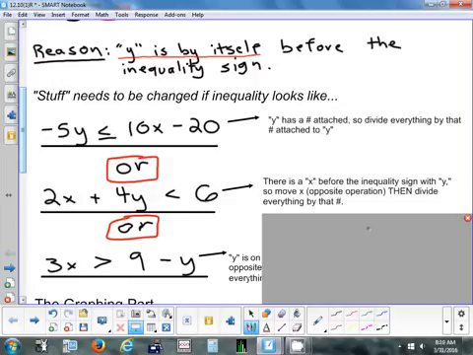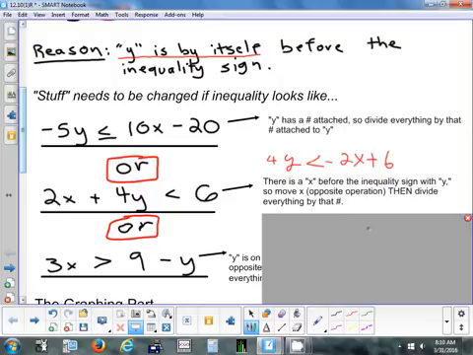Anybody tell me, how would you move positive 2x to the other side? Ben? How would you move that positive 2x to the other side? Yeah. So the first thing you'd have to do is use the opposite operation. Opposite of addition is subtraction. You'd move the 2x to the other side, and then it would look like this. You'd have just a 4y. You would have minus 2x, that would go to the other side, and a plus 6.